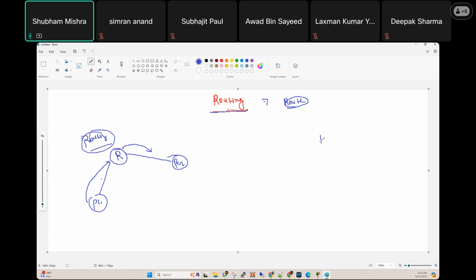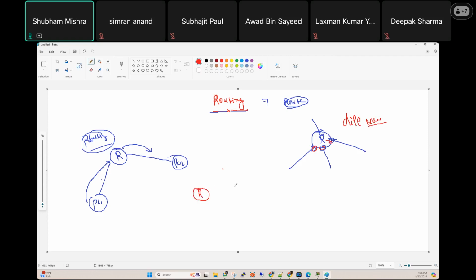And you guys know one thing. Let's suppose these are the interfaces: 1, 2, 3, 4. 4 interfaces of a router. It means all the 4 interfaces of a router will be in the same network or different networks? Different networks. Yes? Okay.